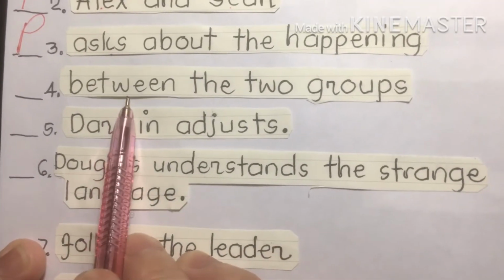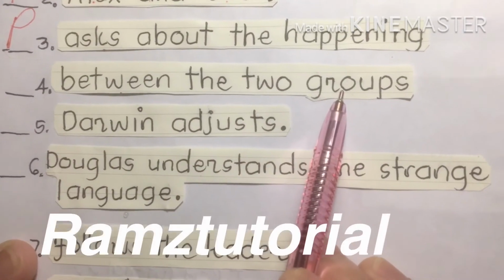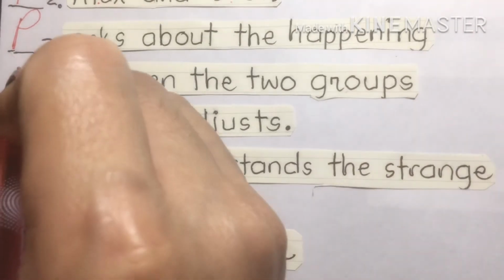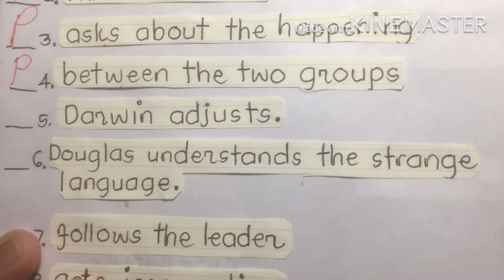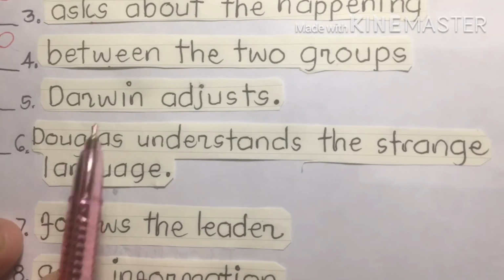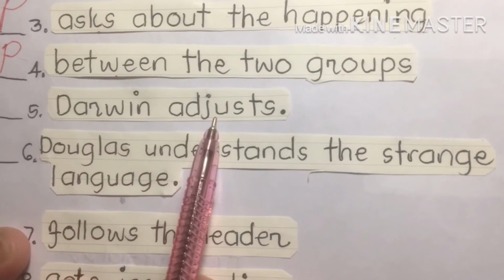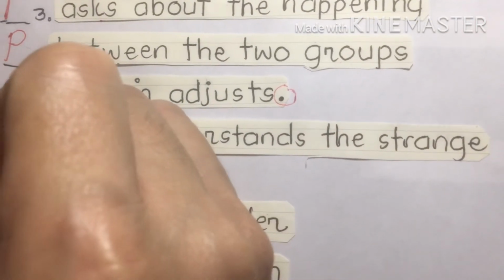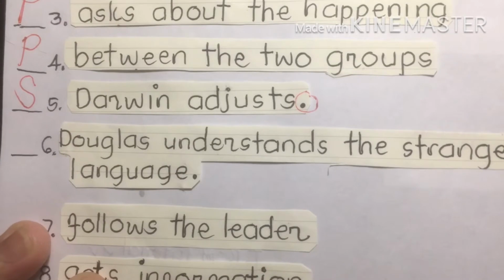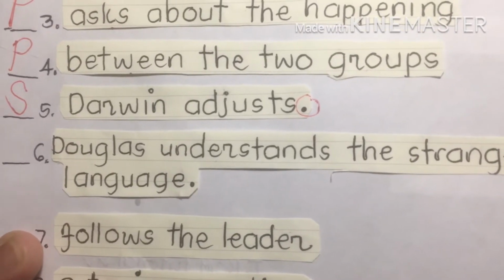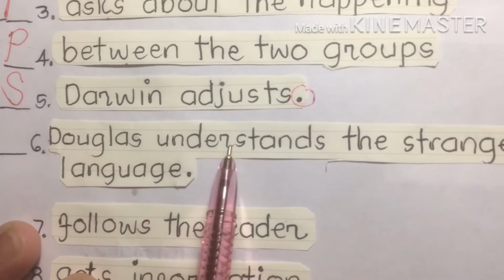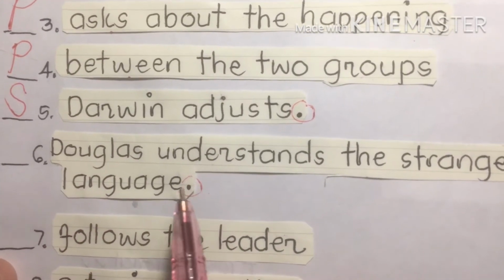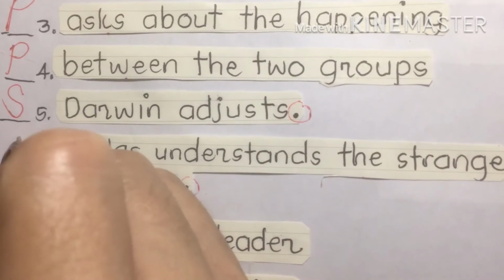Number 4. Between the two groups. And who are the two groups? This group of words, guys, is a phrase. Okay? Number 5. Darwin adjust. Who adjusts Darwin? Actually, this is what we call a sentence. Okay? It expresses a complete detail or idea. Douglas understands the strange language, with a punctuation mark, which is a period. This is actually a sentence.